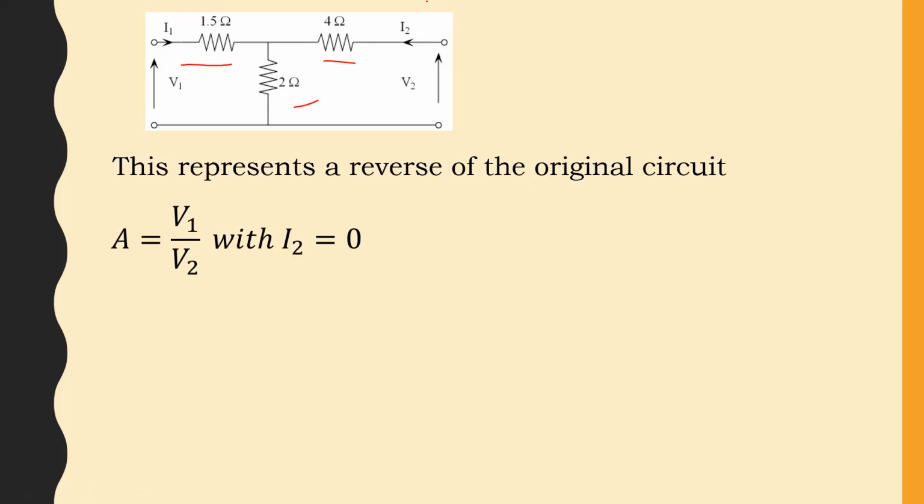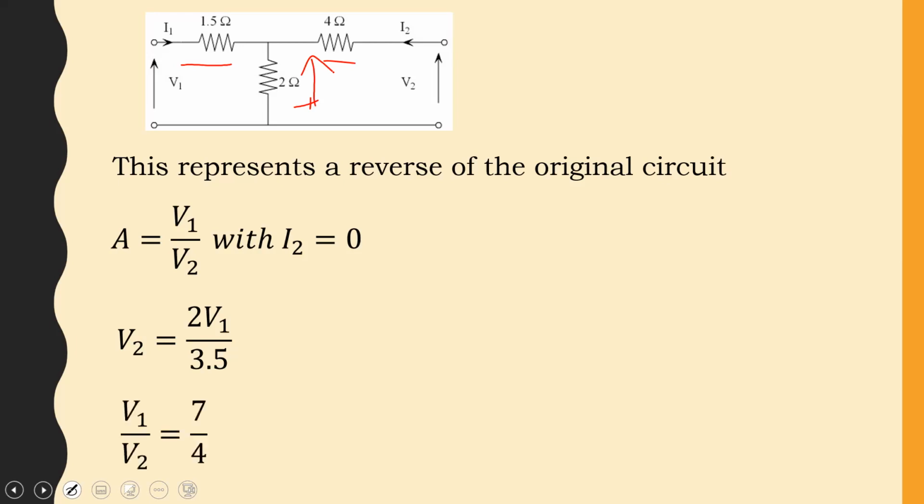So here we have A to be equal to V1 over V2, just as before, with I2 being equal to 0. Again, V2 would be across the 2 ohm, so we're using voltage division. So we have 2V1 over 2 plus 1.5, which gives us 7 over 4.